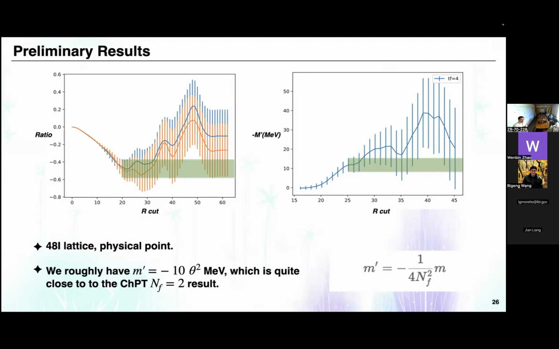But this one is quite close to the chiral perturbation result, which is like this one. So the prime mass shift is proportional to minus 1/4 times nf squared, times this m prime, which is the prime mass shift. So this is huge. You don't have the theta square. Yeah, there's a theta square. Yeah, I'm sorry, it's theta square.